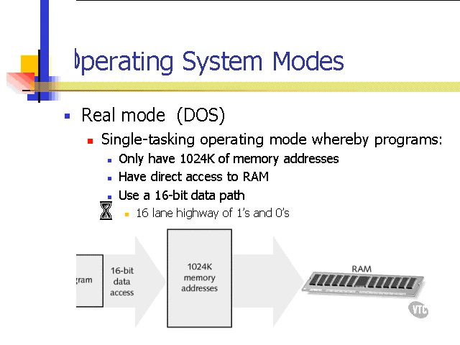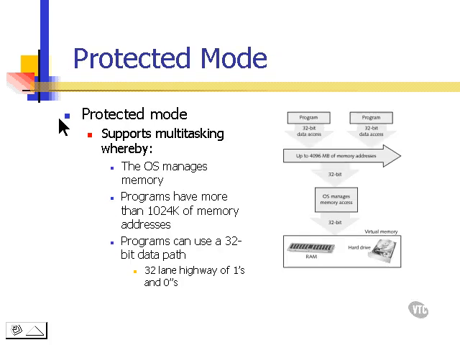Today we use Protected Mode. Protected Mode supports multitasking because the operating system manages memory. Programs can have much more than 1 meg of memory addresses, and they typically use a 32-bit data path, which is like a 32-lane highway, and you can see what the advantage of that would be. So those are some common software terms.